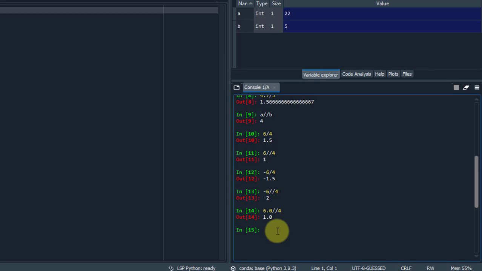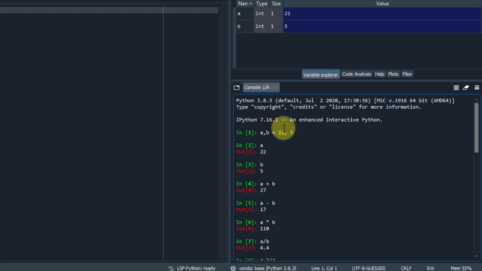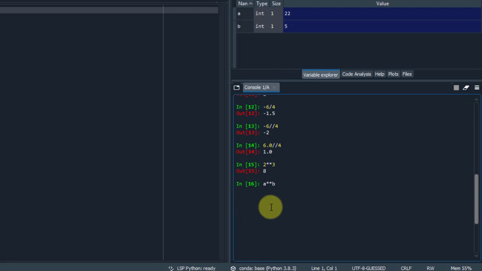Okay, so our next operator is the power operator, which is, for instance, if you want to find 2 raised to the power 3, that's just going to be 2, double asterisk, then 3, and we get 8. So this is saying 2 cubed, it gives us 8. We could try our variable a raised to the power b, which is 22 raised to the power 5. Okay, let's see what we get, and this is it.